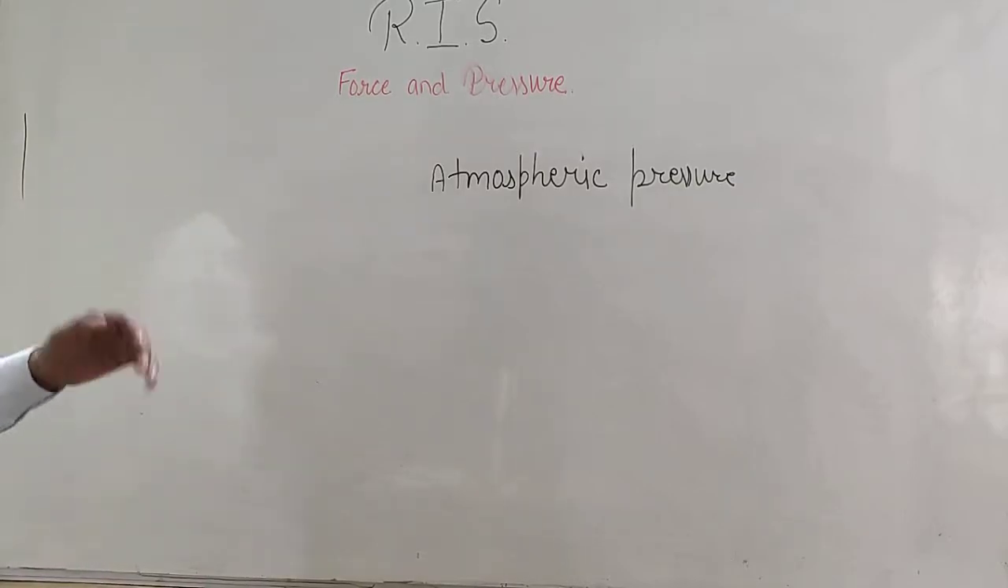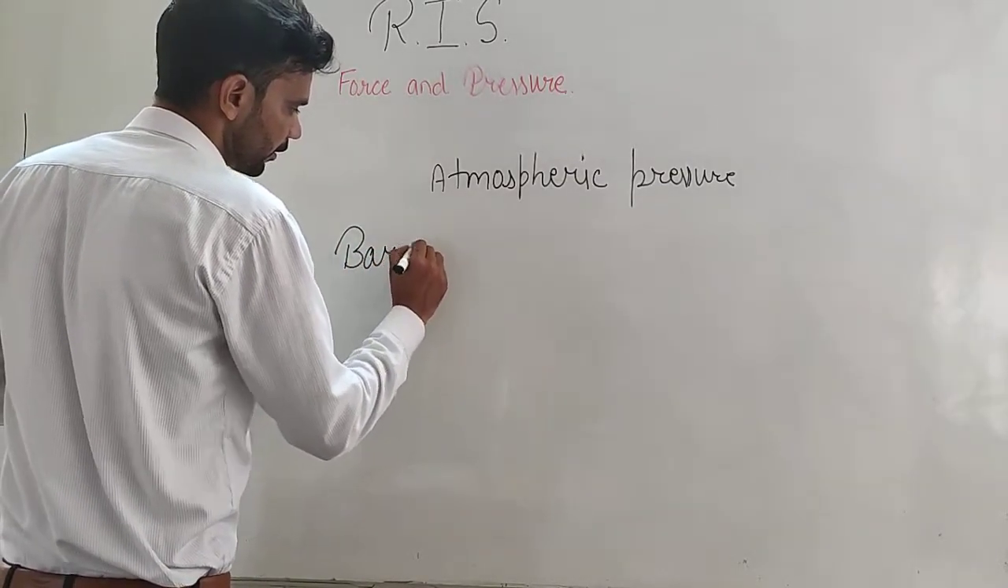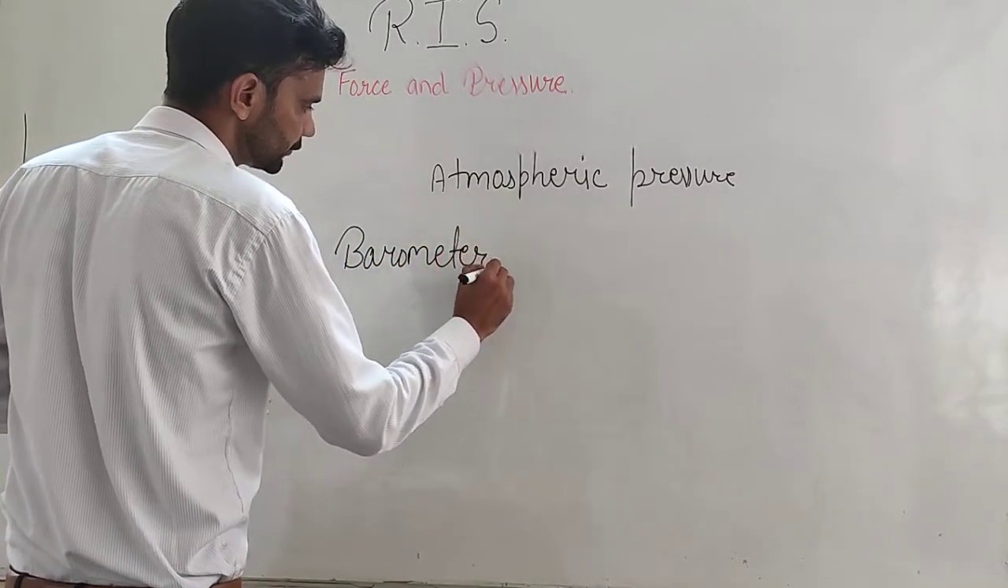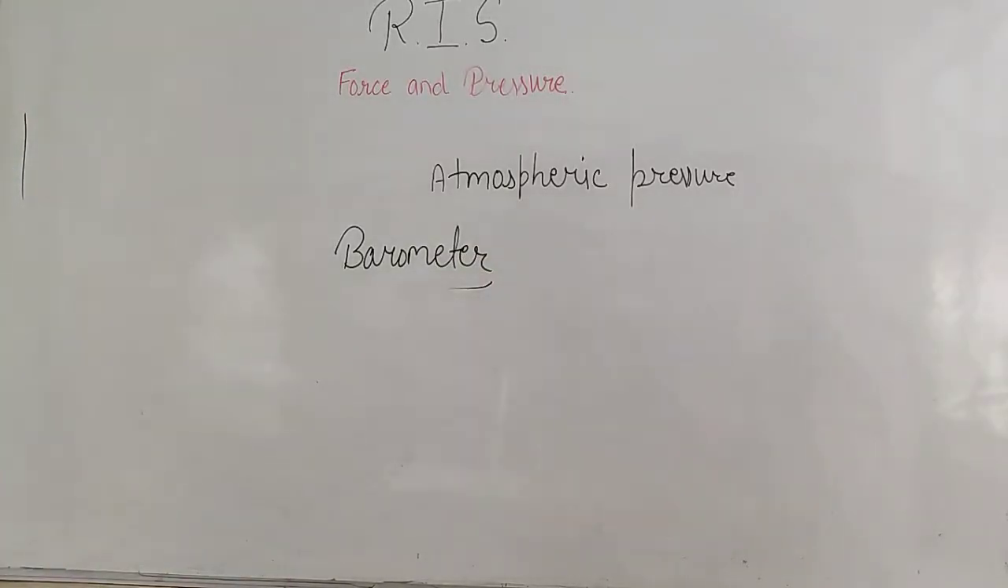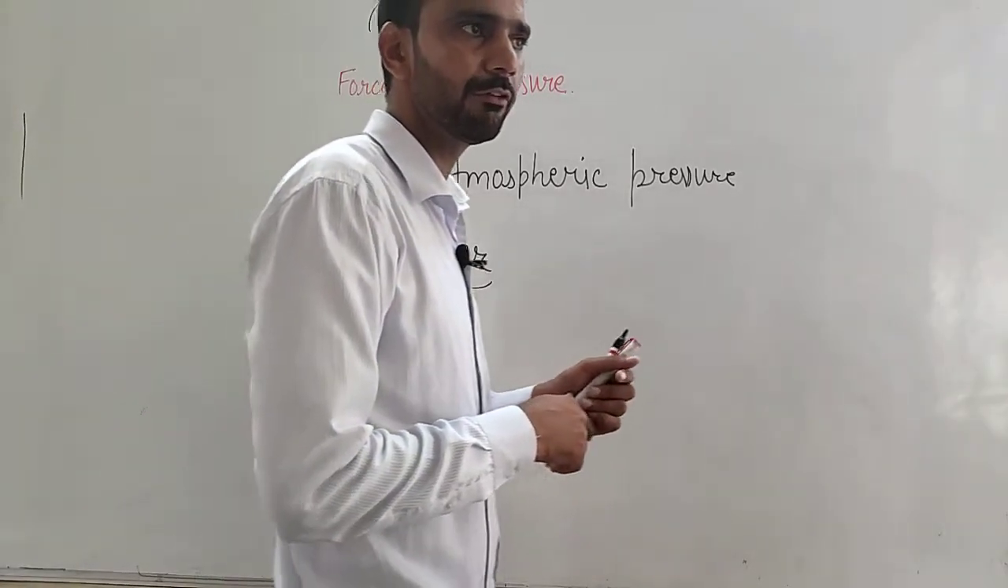So air also exerts a pressure on objects, and we can measure that air pressure with the help of a device. The name of the device is barometer. Barometer is a device which is used to measure the air pressure. One more thing, how can you say that air exerts pressure? We have discussed a common example from our daily life.